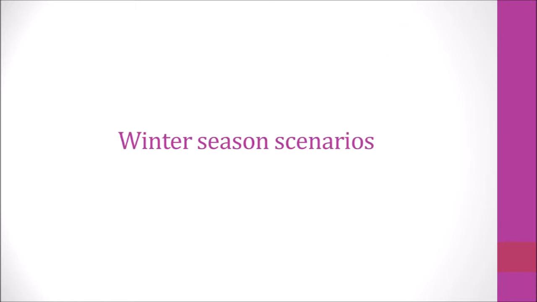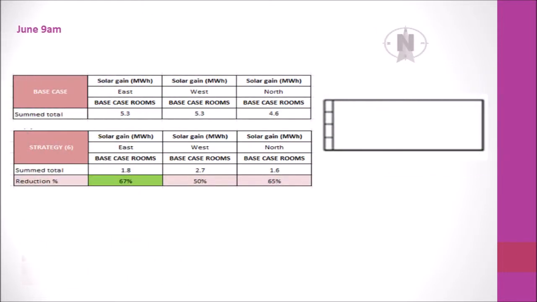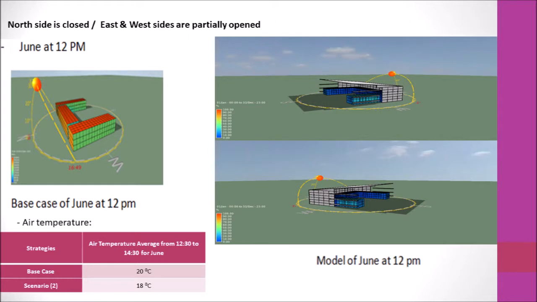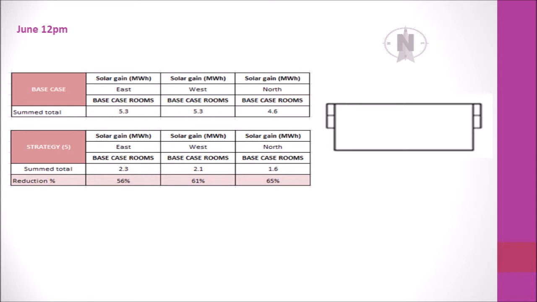Winter season scenarios. In winter at 9 a.m., we opened the west side and closed the north and east sides. We reduced 2 degrees in air temperature. The highest reduction was in the east room at 65%. While at 12 p.m., we opened half of the east and west sides and we closed the north. 2 degrees were reduced. The highest reduction was in the north room at 65%.